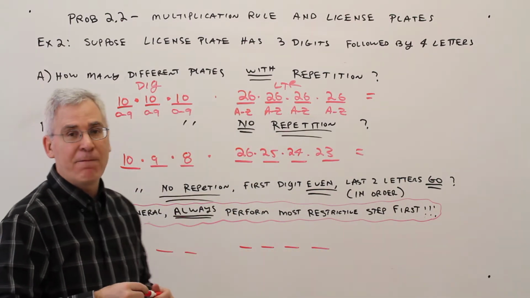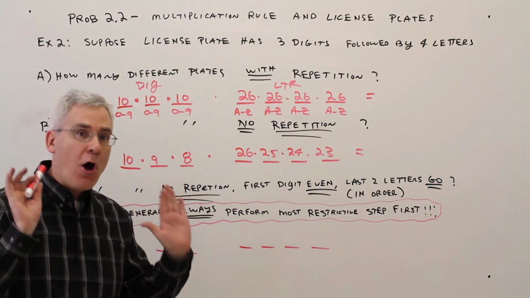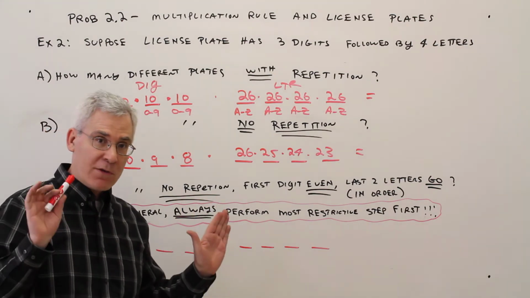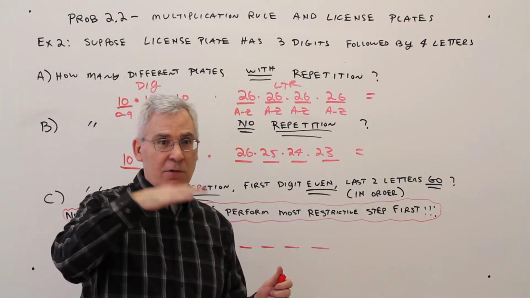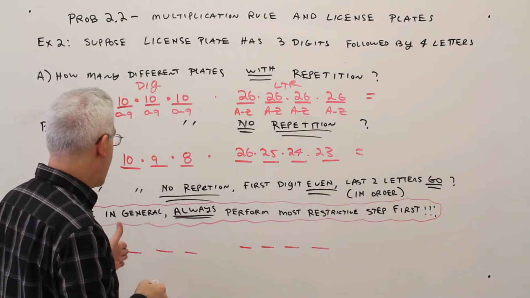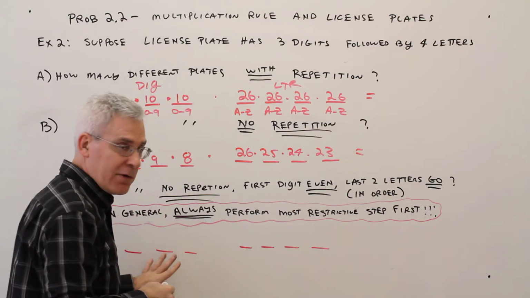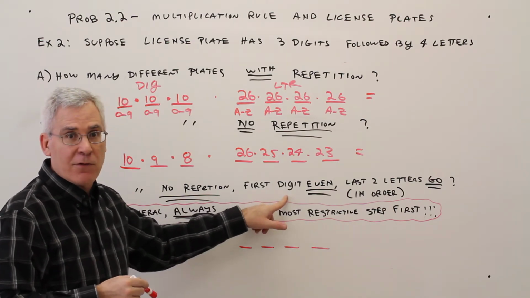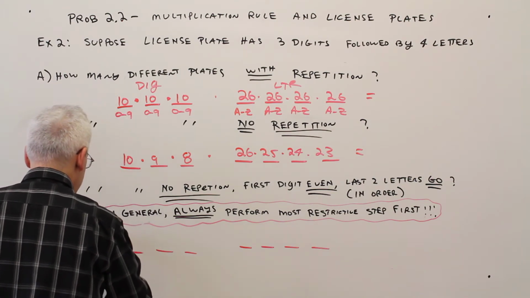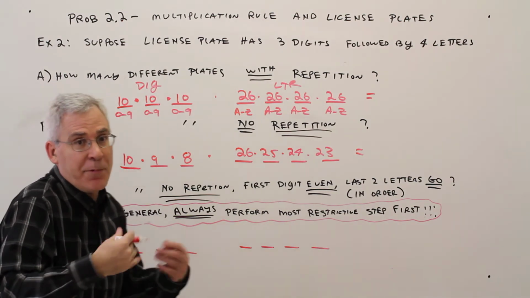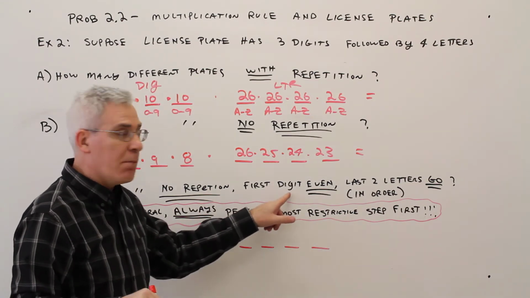All right, and there's a very, very important concept. Note, in general, always perform the most restrictive step first. Just get that out of the way, and then it's much easier to deal with the other steps. So in this problem, let's see what's restrictive. The first digit must be even. So as far as the digits are concerned, that's going to be very constraining. So let's do that step first. Okay, so I'm going to do this one first, just to let you know. It also happens to be the first digit. That's just a coincidence.